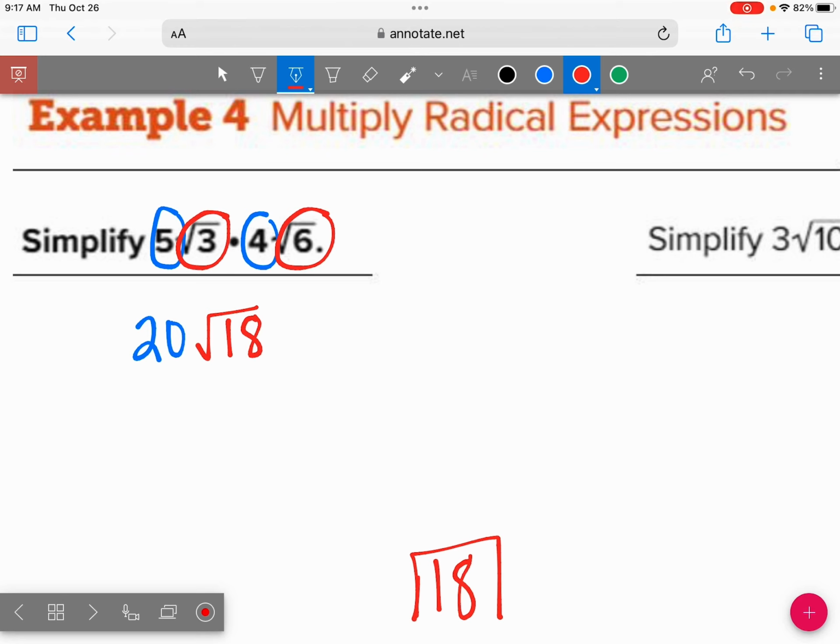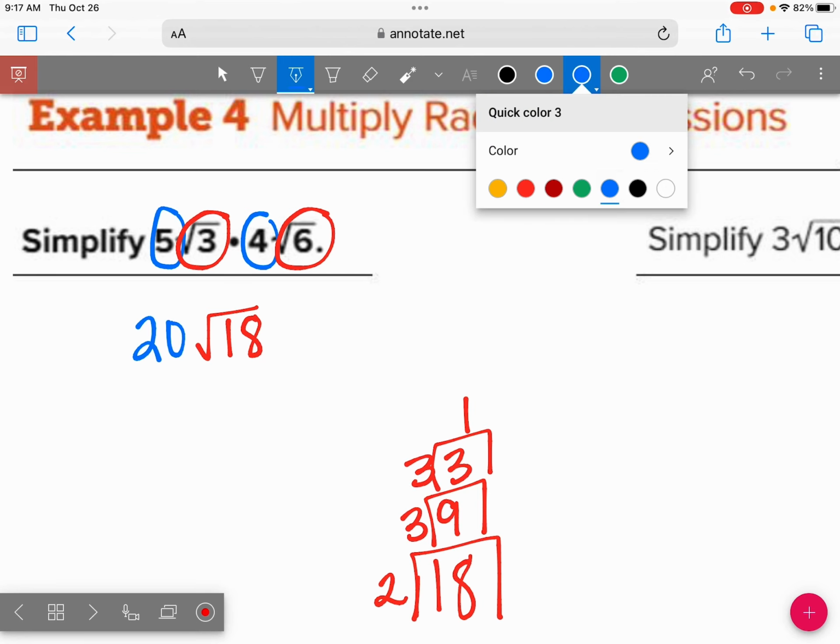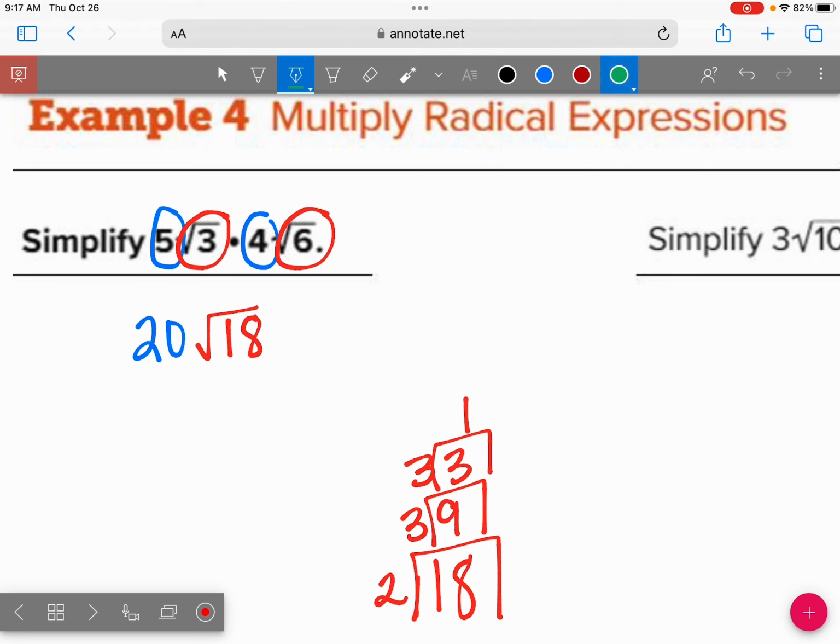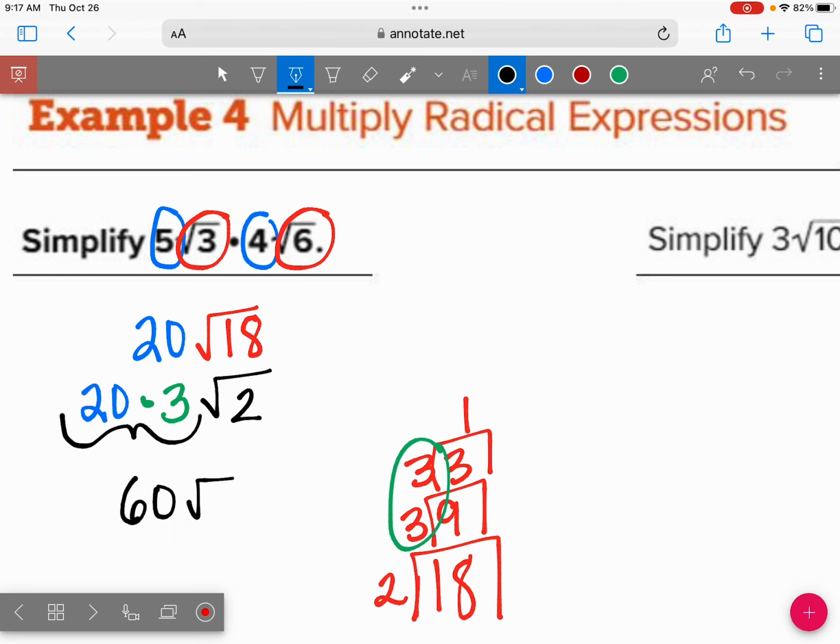All right, so when I build my cake with 18, I start off with 2. 2 goes into 18 9 times. 3 goes into 9 3 times. 3 goes into 3 1 time. So I have a pair of 3s that can come out. That pair of 3s is going to come out with the 20. There's already a 20 in the front, so I'm multiplying that 20 by 3. And now what's the number underneath the radical? 2. Go ahead, pick up your calculator, multiply 20 times 3, and you should get 60 root 2. And that would be your final answer.